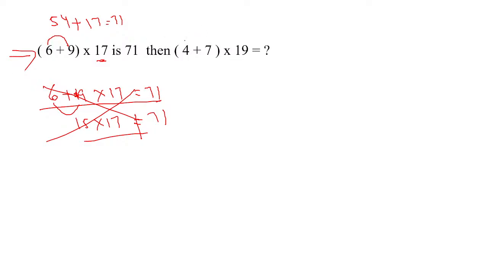So the same operation should be done here. 4 into 7, 28, and also here plus 19. So what is the answer totally? 28 plus 10 is 38, 38 plus 9. Totally the answer is 47. 47 is the answer.